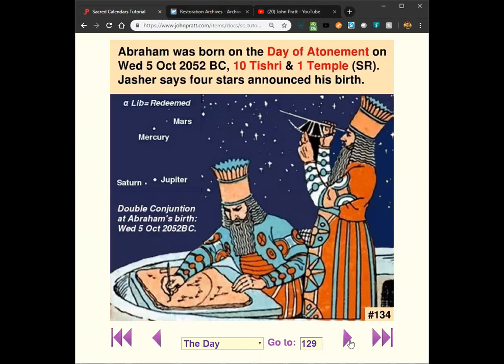Well, if you look up, this date was determined strictly from sacred calendars, of Day of Atonement, and the one temple and all of that. When you look up what happened in the sky, there is a double conjunction. There's a conjunction of Mars and Mercury, and also of Jupiter and Saturn. And it's in the constellation Libra, and the Mars-Mercury is right by the star Alpha Libra, which is called the Redeemed in my work. It's one of the 2 balance trays of the scales.